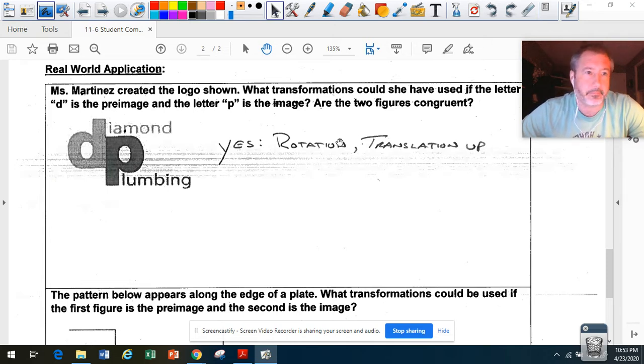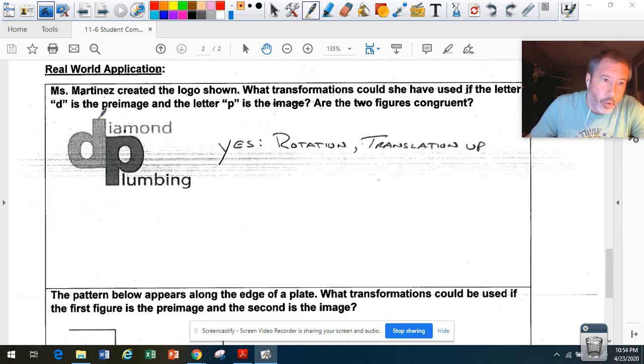So here we go. Let's take a look here. Let's start here with the letter D. Let's say if we rotate this off of this point here, we're going to do it in red. Here's my point of rotation. If I rotate this up here, this is going to come up here and the P will come across here. It's going to look like this. So there's our rotation.